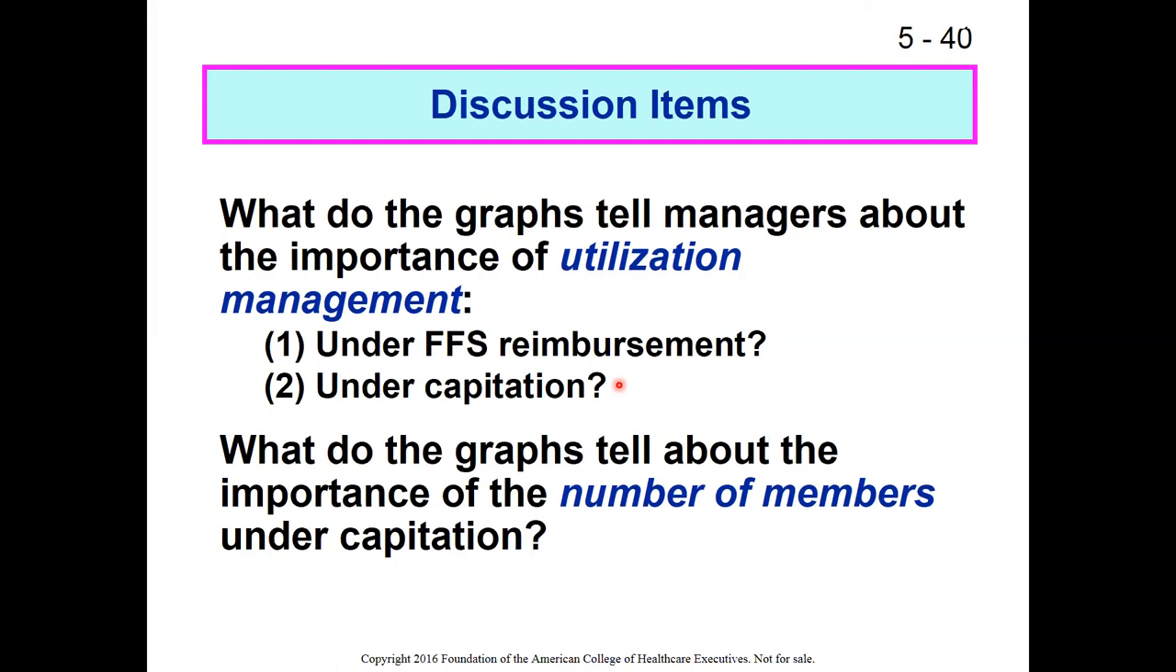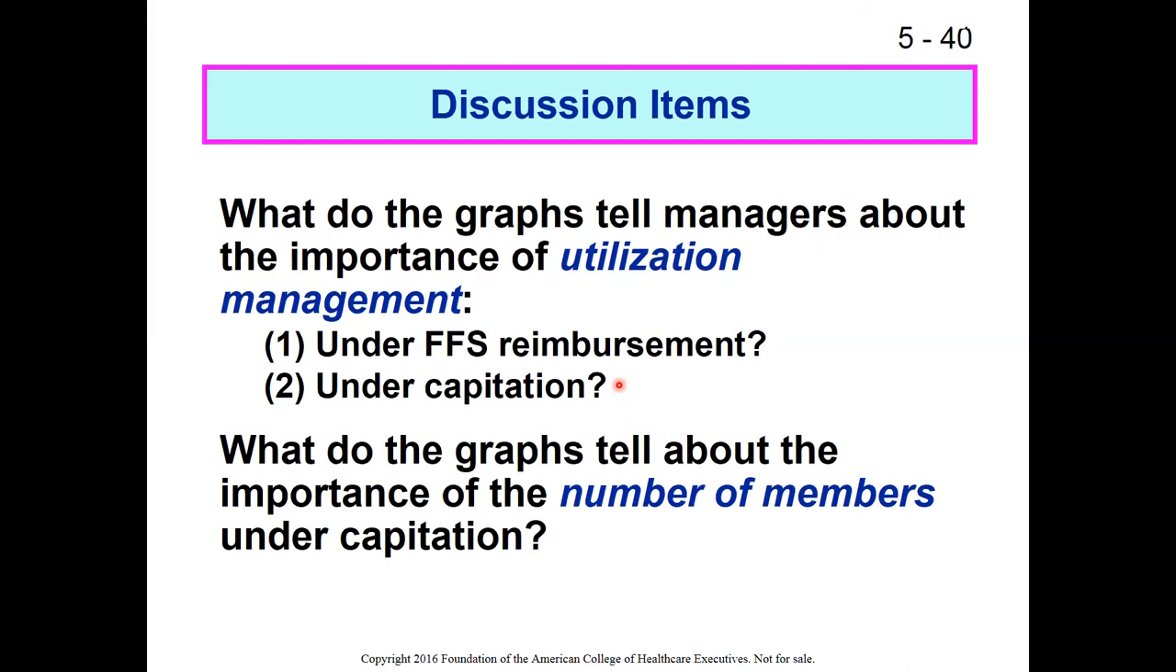So what do the graphs tell you about the importance of the number of members under capitation? Well, if you're paid on a per member basis, you want more members to generate that per member per month or per member per year amount times the number of members. So your total revenue is a function of the number of members. So under capitation, you want more members, but at the same time, every additional member you bring in comes with an obligation to provide them care. So you have to have a really good estimate of how much care you're going to have to provide under capitation to know what the right number of members is, right?